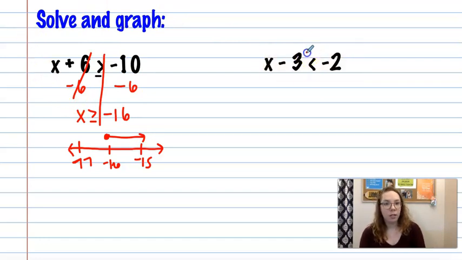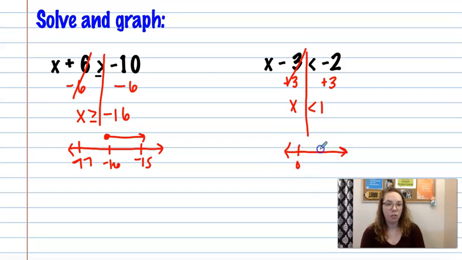x minus 3 is less than negative 2. We're going to have to add 3 to both sides, and we get x is less than 1. So when I graph it, I'm going to use 0, 1, and 2. I'm going to use an open dot and it points to the left.